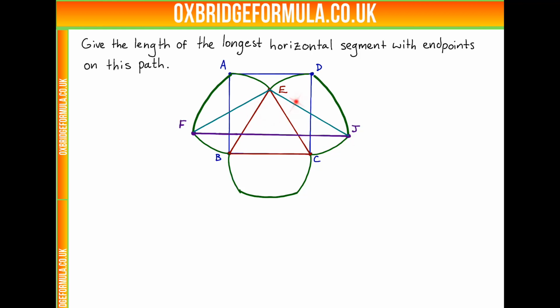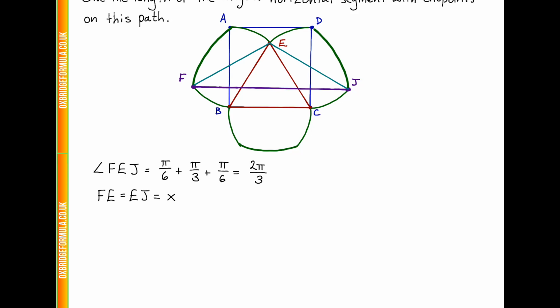Given that we know these two lengths, what would be useful to find FJ? If we knew the angle, we could use the cosine rule. What's the angle BEC? Remember, this is an equilateral triangle, so this will be pi by 3. Each of these two angles are subtended by rotating our square, and every rotation is by pi by 6. And so our angle FEJ is given by pi by 6 here, plus pi by 3, plus pi by 6, summing to 2 pi by 3. And remember, we said both of these lengths were x.